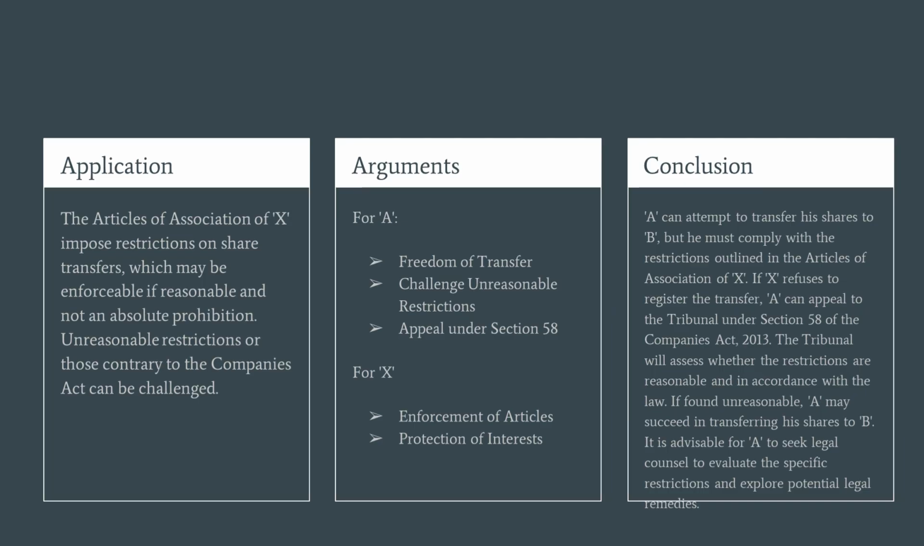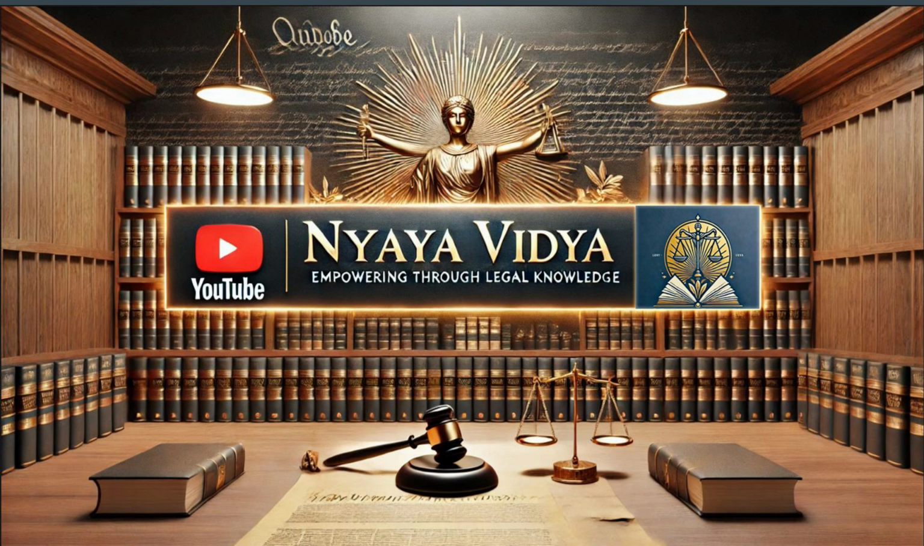Now, the tribunal comes into the picture. The tribunal will assess whether the restriction is reasonable or unreasonable. If the restriction is unreasonable, then A can easily transfer his shares to B. That is fine. If that restriction is reasonable, then A cannot transfer his shares to B. So the tribunal will try to solve this problem, and A can seek legal counsel to evaluate the specific restrictions. Thank you.